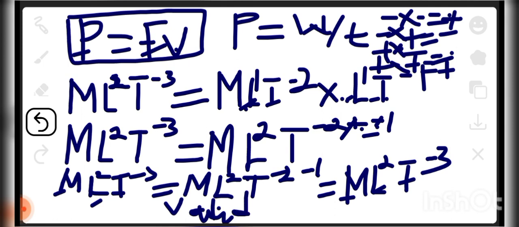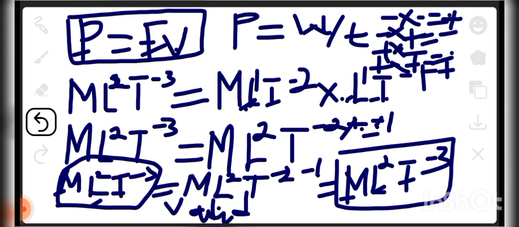It is valid because this equation and the right hand side, both of them are the same. If they are the same, it is valid. If they are not the same, it is invalid. Take note of that. Now let's look at another question.